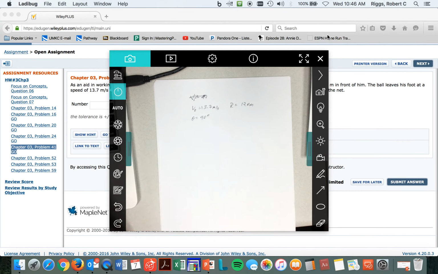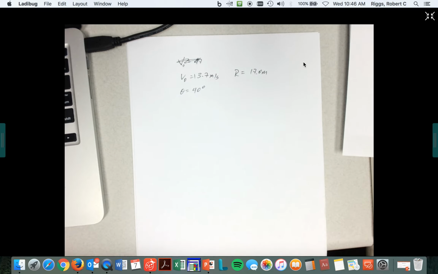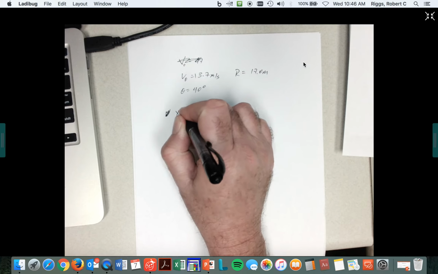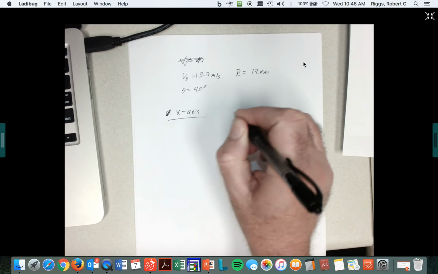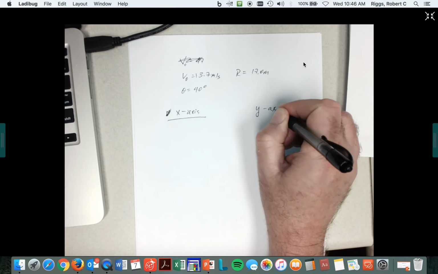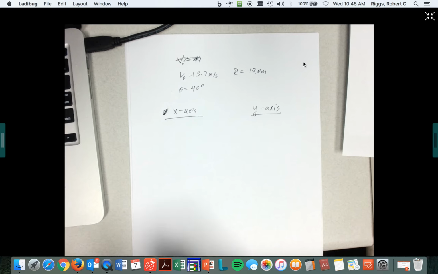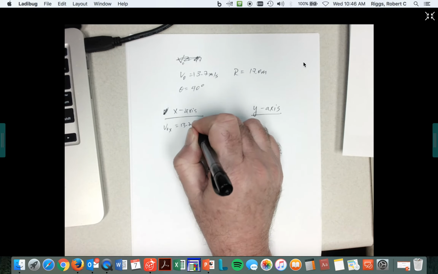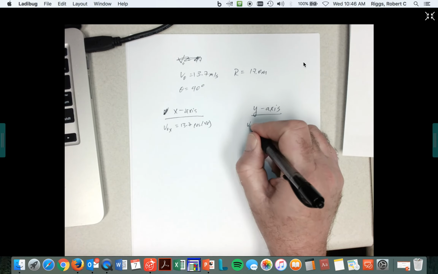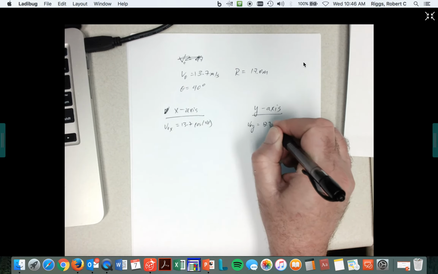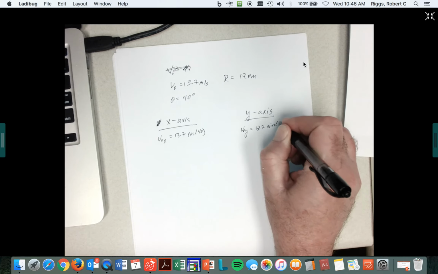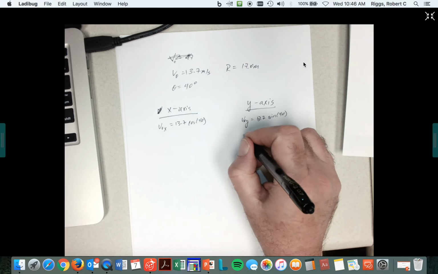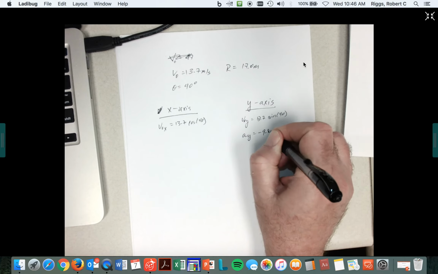All right, so here we go. The range. So again, we do everything along the x-axis, and then we have work done on the y-axis. Now, since we're assuming this ball was kicked on Earth, V naught in the x direction is equal to 13.7 times the cosine of 40. V naught y is equal to 13.7 times the sine of 40. And the acceleration in x, we don't have one. The acceleration in the y direction is equal to negative 9.8 meters per second squared.